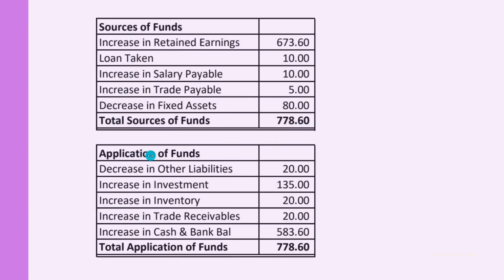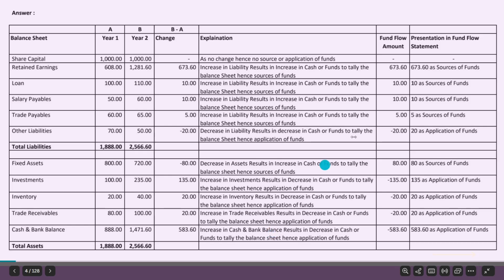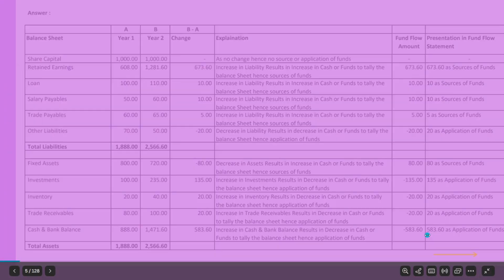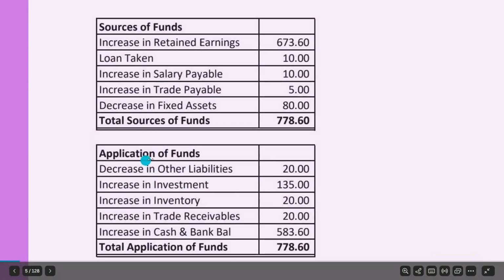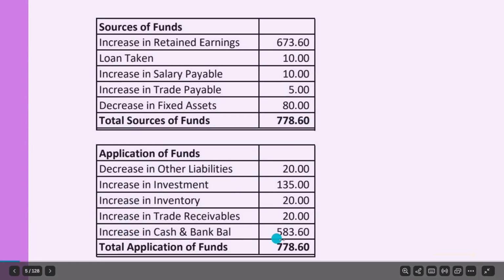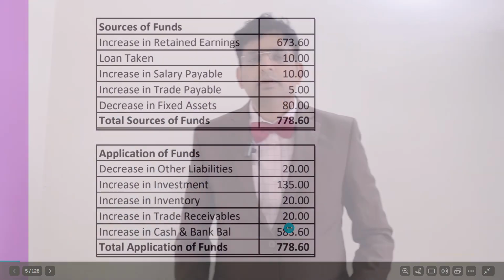Similarly, let us write all applications of funds at one place. So decrease in other liabilities 20, increase in investment 135, increase in inventory 20, increase in trade receivable 20, increase in cash and bank balance 583.60. All applications of funds, that is 20, 135, 20, 20, 583.60, we have written here under the application of funds. So total sources of funds is 778.60 and total application of funds is 778.60 and our balance sheet tallies.